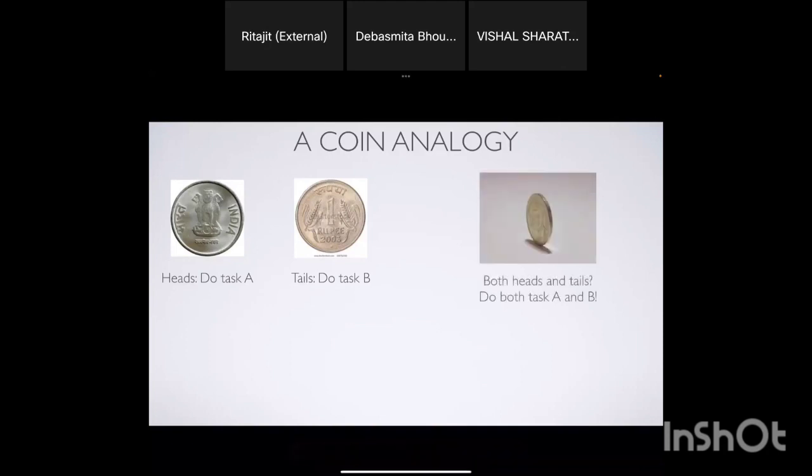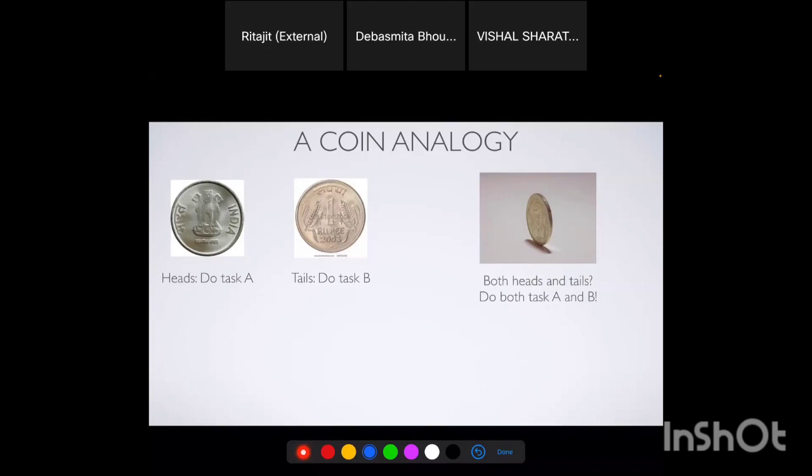But what happens if you can somehow place the coin on its edge, like this picture? Then maybe you can argue this is in some sense both head and tail together. So now I am giving you a coin on the edge. You have to do both task A and task B. This is perhaps a good, though not perfect, analogy of what a quantum bit does. We will see in the next slide more rigorously.